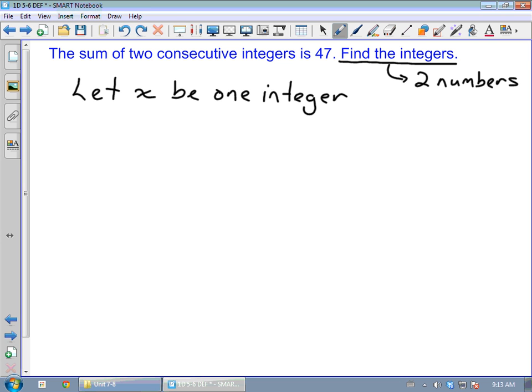Now, express the other thing that we're looking for in terms of the same variable. So if x is one integer, what is the other integer? Okay, how is it related to x? Well, if these things are consecutive, how do we get from one integer to the next? What do we have to add here?